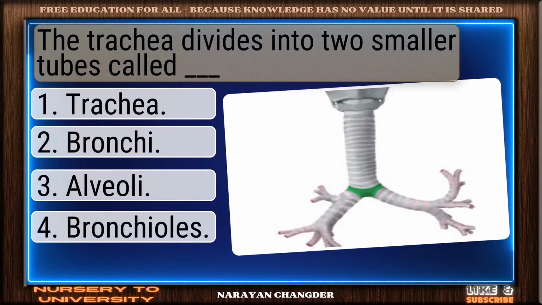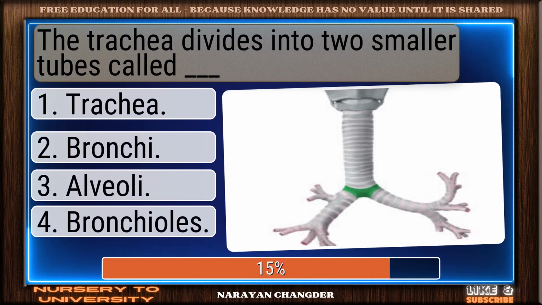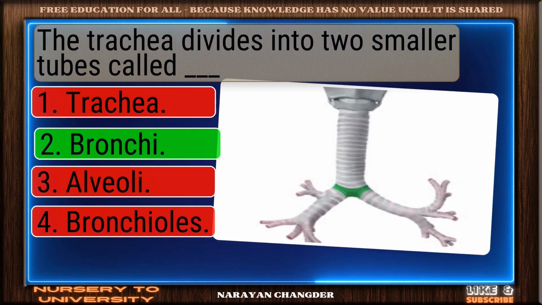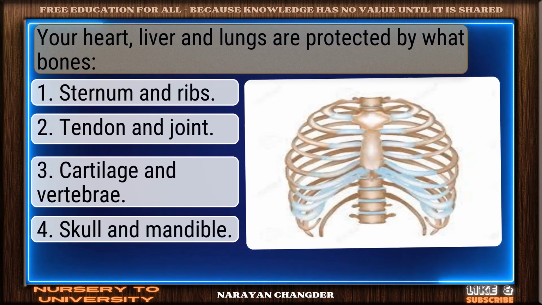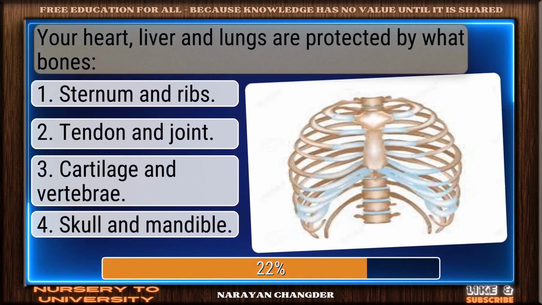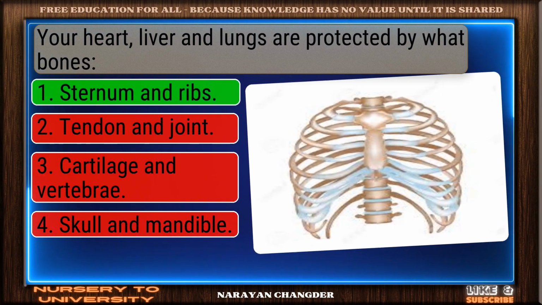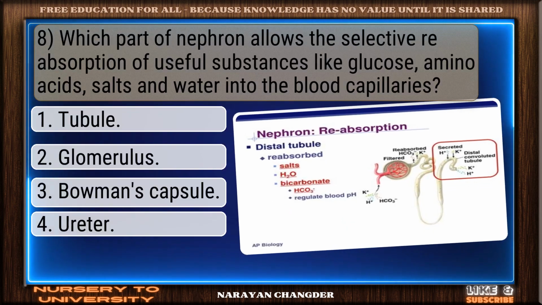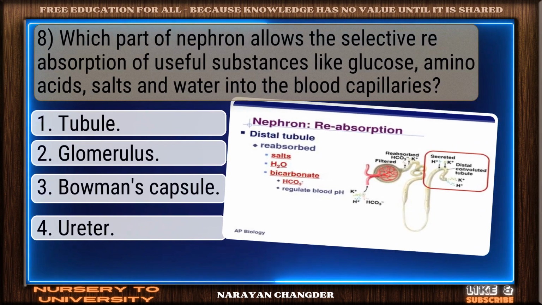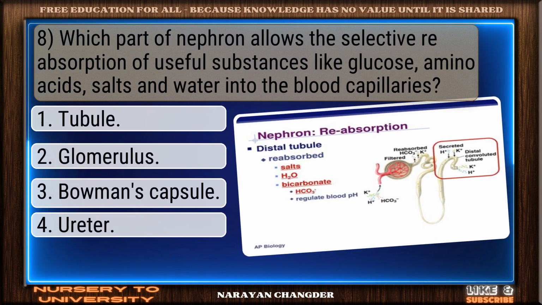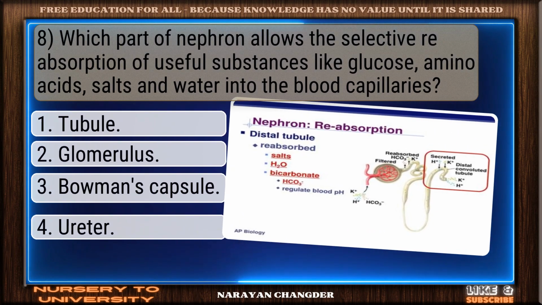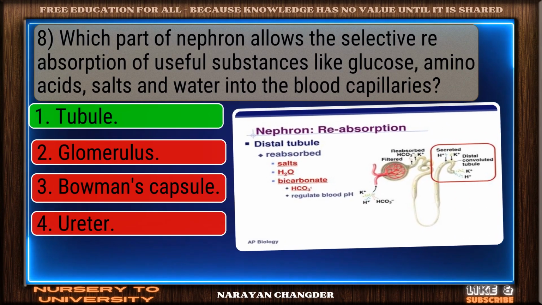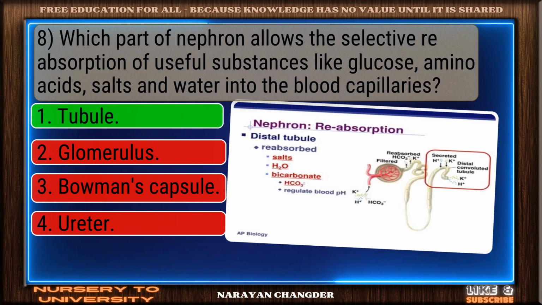The trachea divides into two smaller tubes called dash. You chose bronchi. Correct. Your heart, liver, and lungs are protected by what bones? Correct response. Sternum and ribs is accurate. Which part of nephron allows the selective reabsorption of useful substances like glucose, amino acids, salts, and water into the blood capillaries? Well reasoned. Tubule is correct.